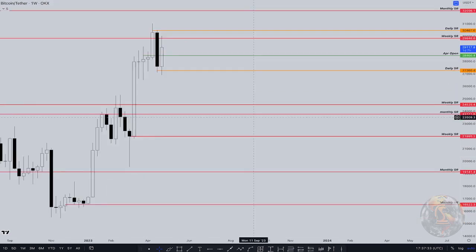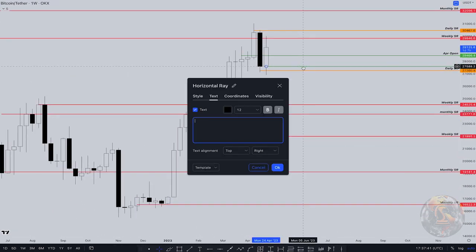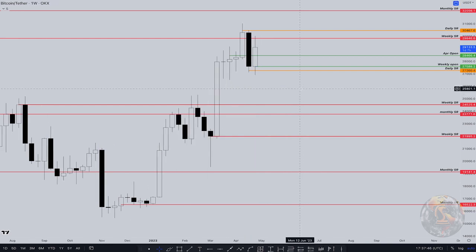Similarly, when you go into the weekly and you just look, the weekly open is your next level of interest. My weekly open matters as well, because if this goes below that, then it's a red week. A red week's bearish. That tells you something about the market.